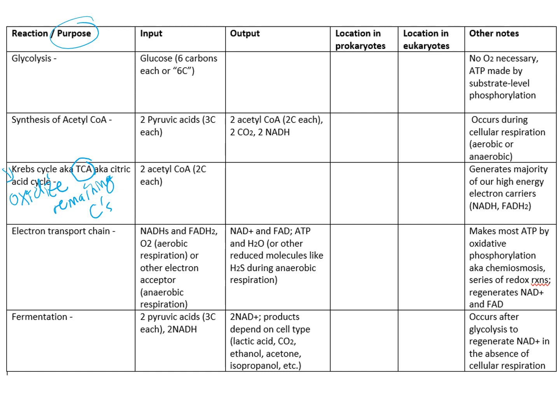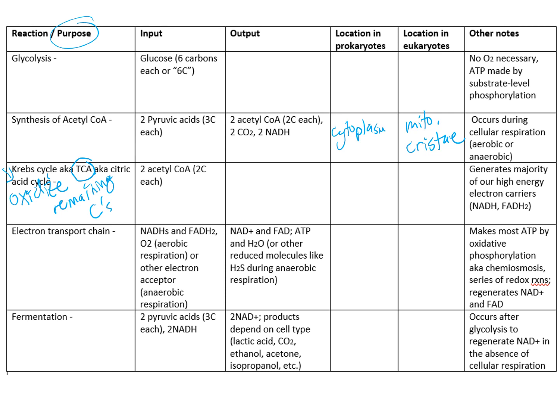Synthesis of acetyl-CoA. This is in the cytoplasm for prokaryotes. And in eukaryotes, this is on the mitochondrial membrane, which is the cristae. So that inner membrane of mitochondria.